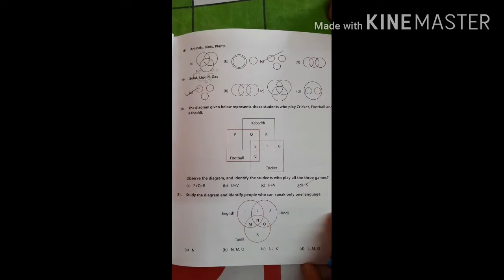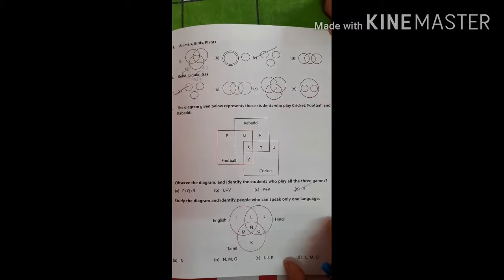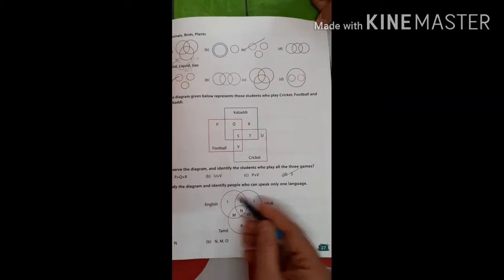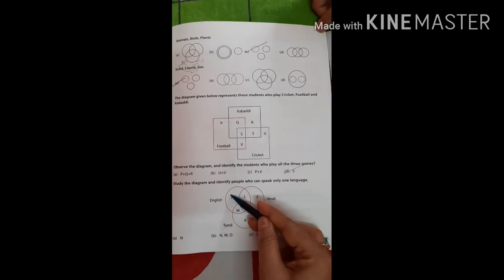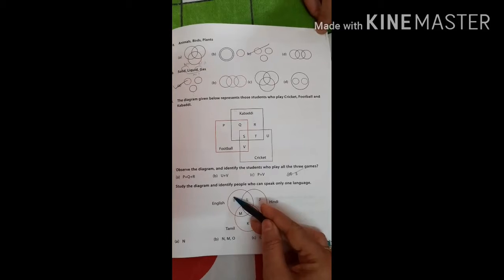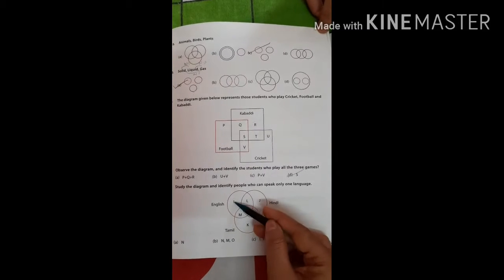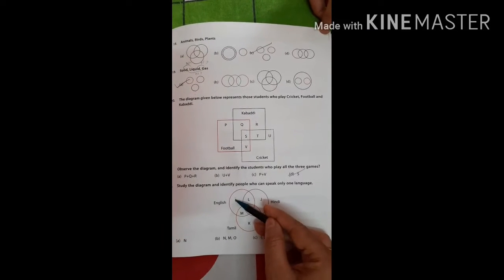Move on to question number 21. Study the diagram and identify people who can speak only one language. Now you can see there are three languages: English, Hindi and Tamil. One language is English, another is this Hindi, and the last one is Tamil. Okay, now look at the people. I. Now I is not in any of the intersection of circles, so I is there in the circle which is of English.